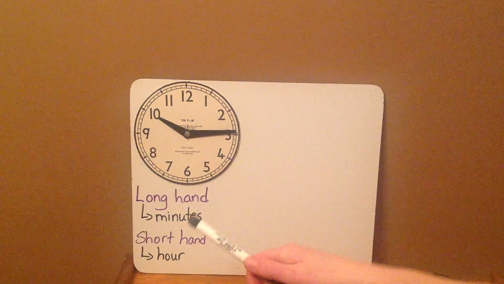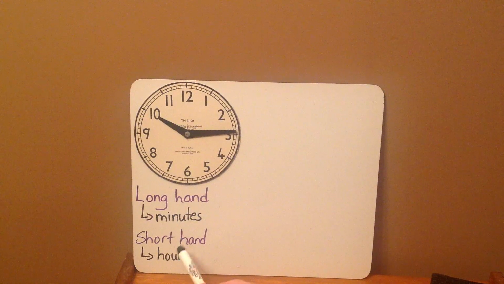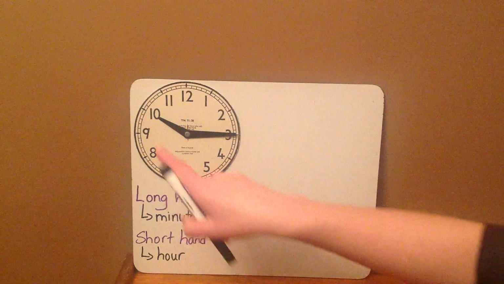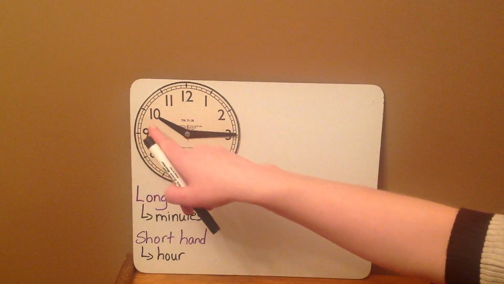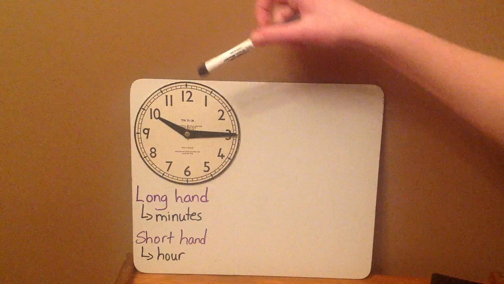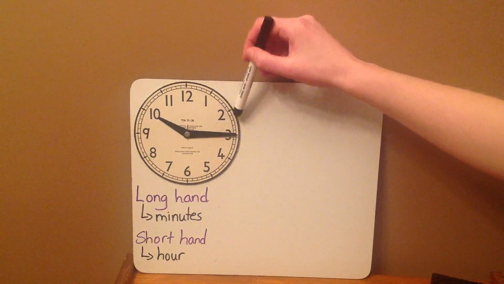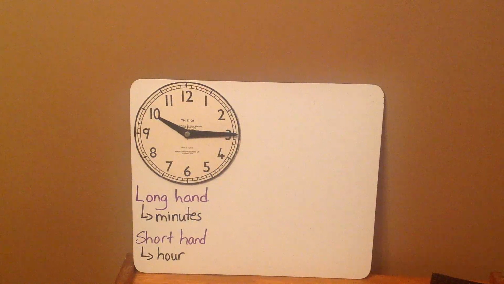So we've learned about telling time, where the longhand represents the minutes and the shorthand represents the hour. On the clock that we have showing here, the shorthand is pointing to the 10, representing 10 o'clock, and the longhand is pointing to the 3, which we know if we count by fives, we get 5, 10, 15 minutes. So our time that's displayed on the clock right now is actually showing us 10:15.